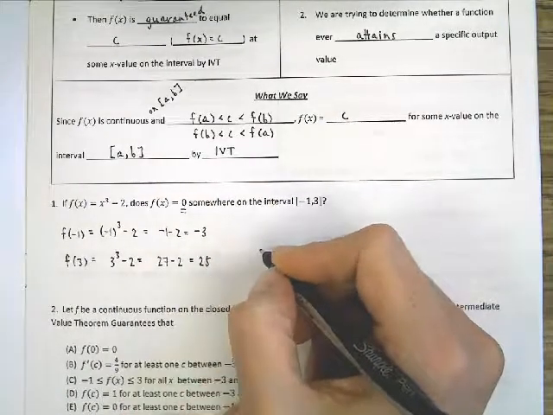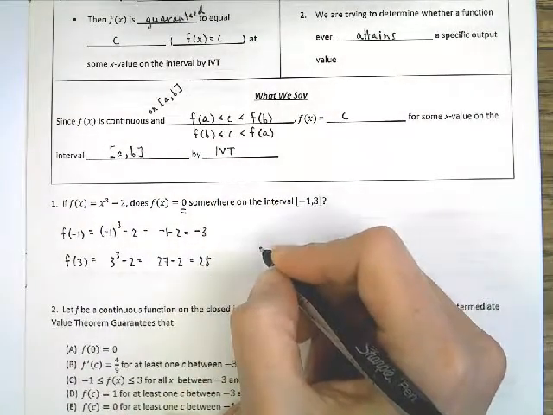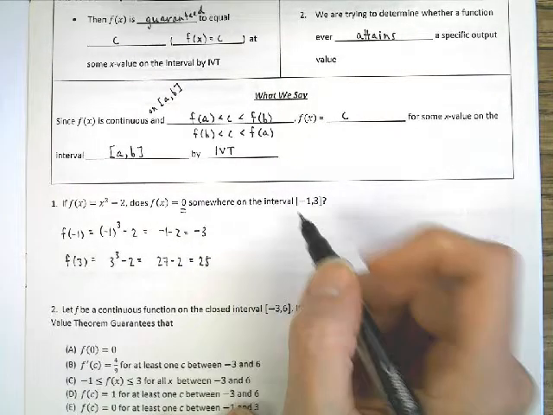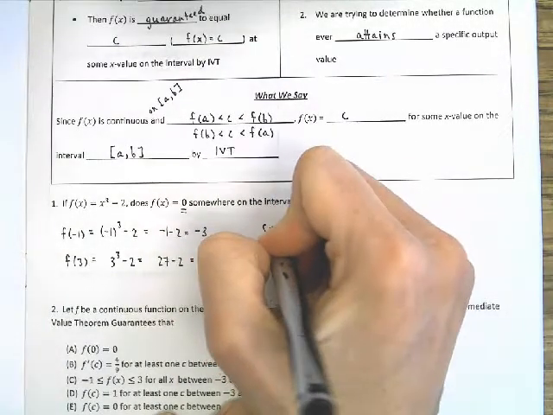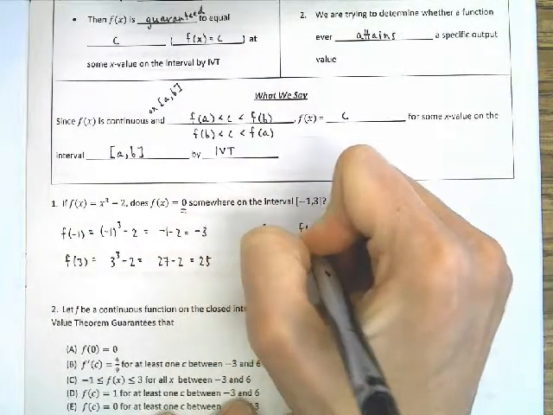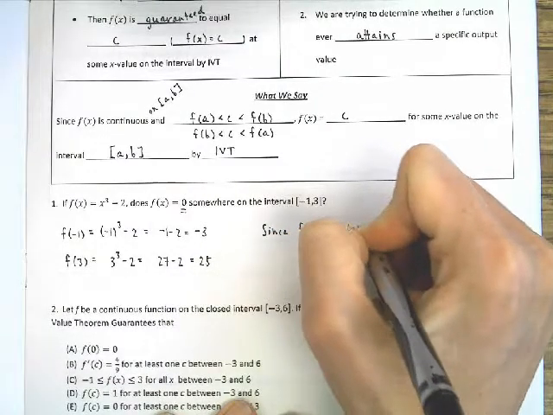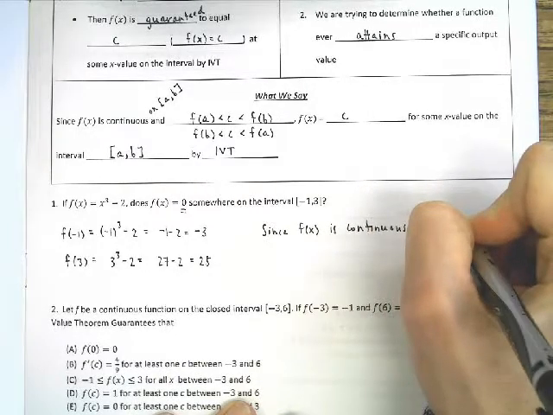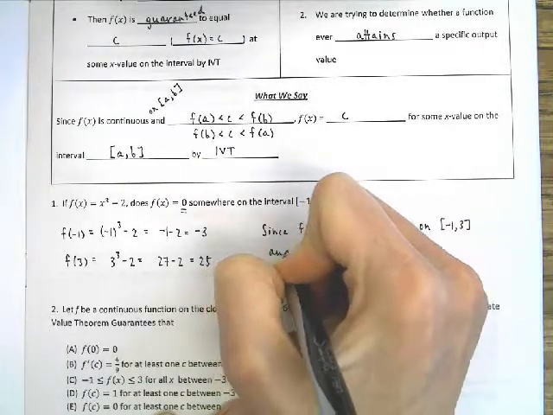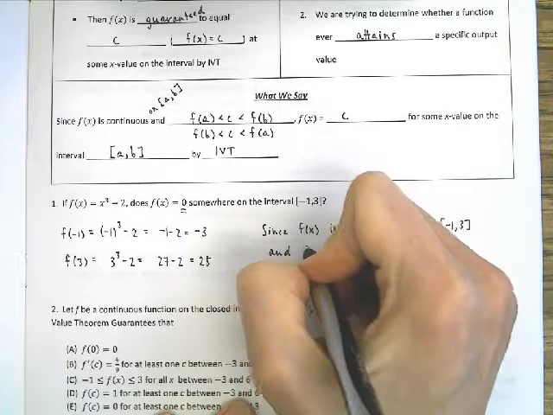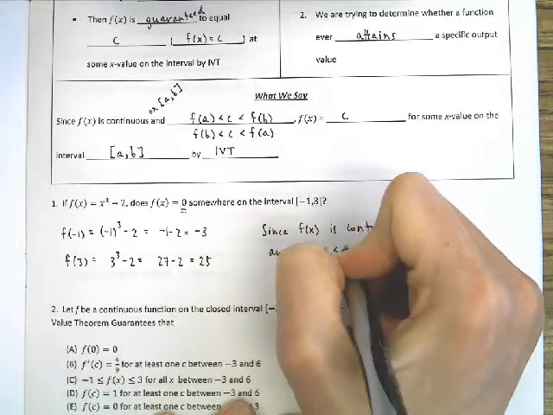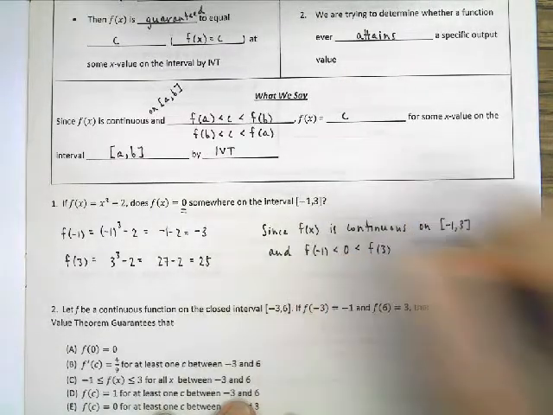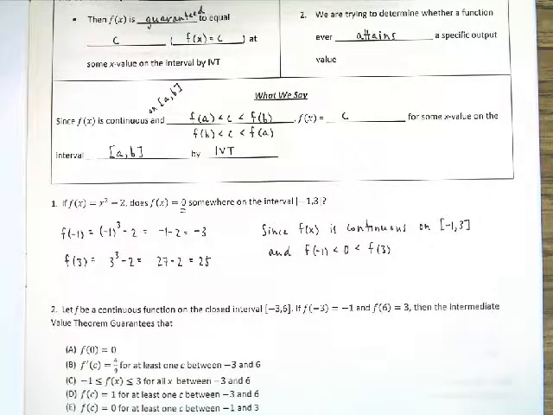So here's what I would say. And again, if you want to look at Mrs. Vasta's video to look at the reasoning that she uses, I'm fine with that as well. But what I would say is, since f of x is continuous on the interval from -1 to 3, and we know that f of 0 falls between f of -1, so f of -1 is less than 0, which is less than f of 3. Okay, those are our ifs.